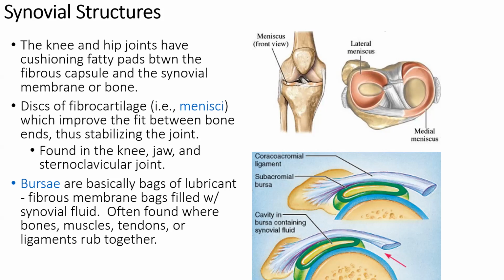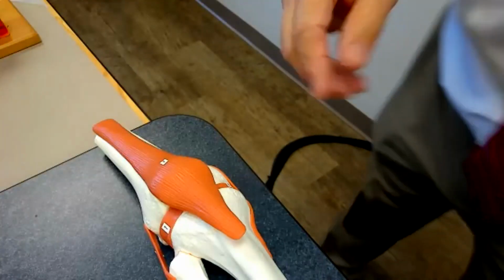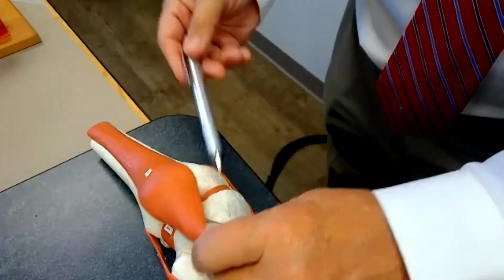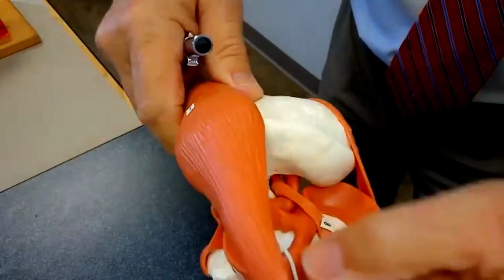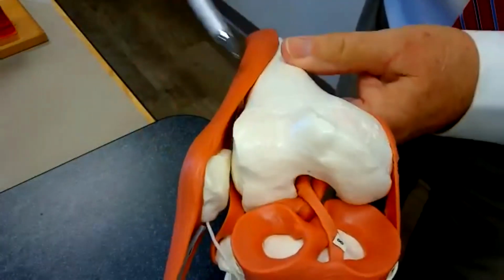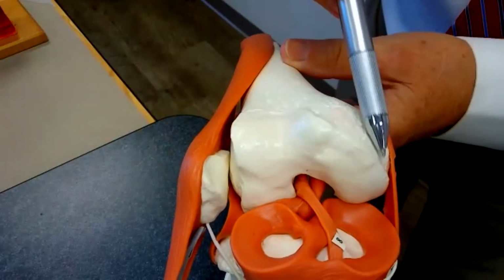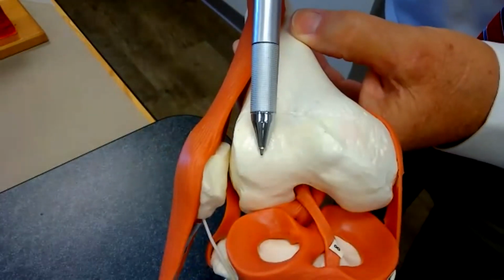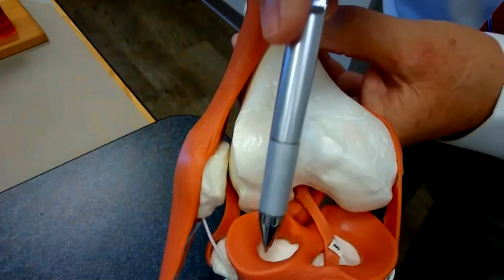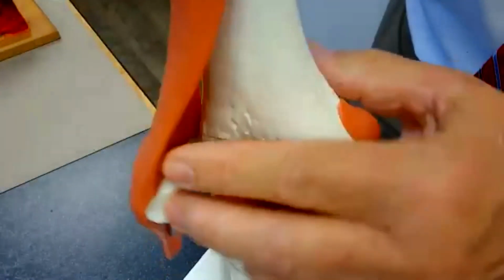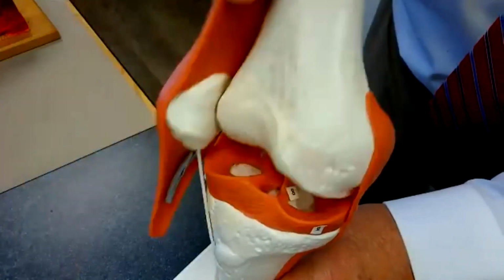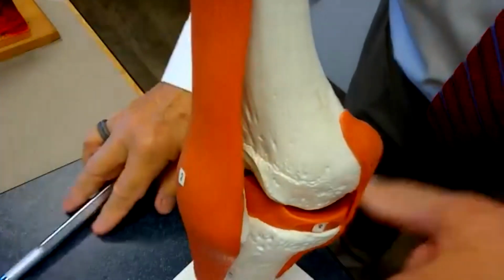Let's show you this. This is the meniscus. This is the medial meniscus here. This is the lateral meniscus over here. And what that does is it protects the end of the femur. Here's the end of the femur. The medial and lateral condyles of the femur are protected from the medial and lateral condyles of the tibia, so there's no friction. And so at the knee joint, when our femur is articulating with the tibia, these pads of cartilage are in between.